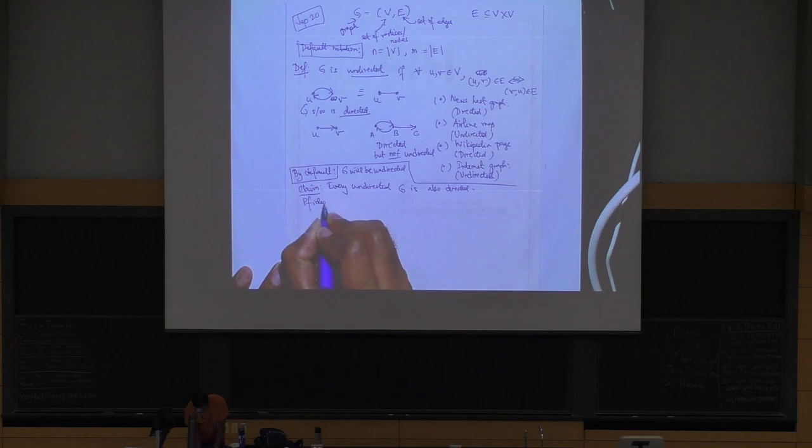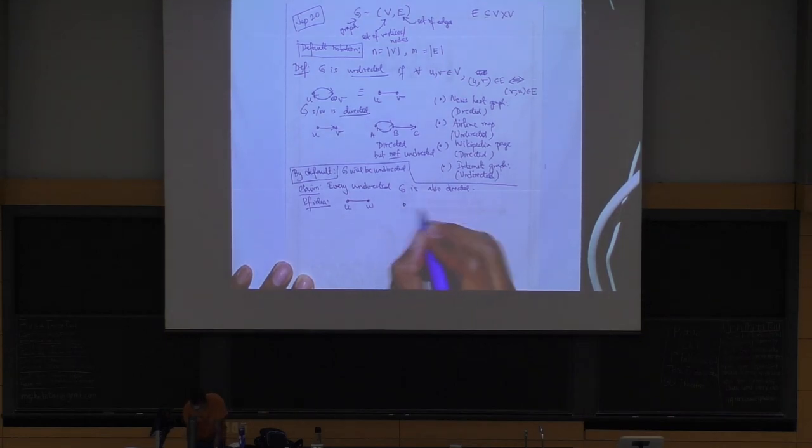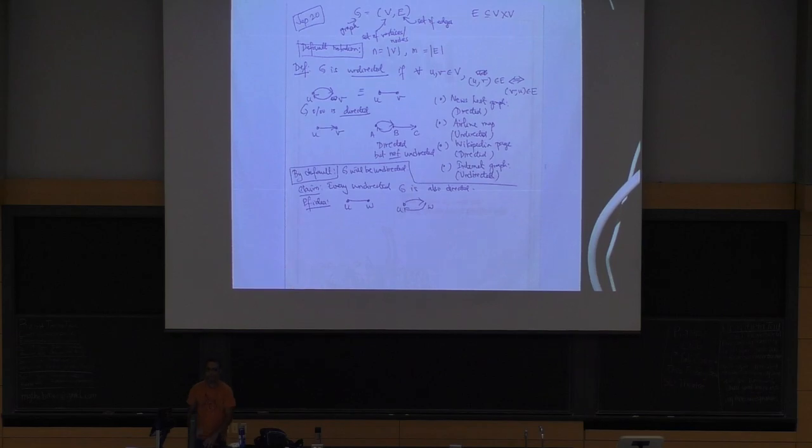If you want to prove it, here's a simple proof by picture. You replace every undirected edge UV by two directed edges, and by definition, this will end up with a directed graph. All right.